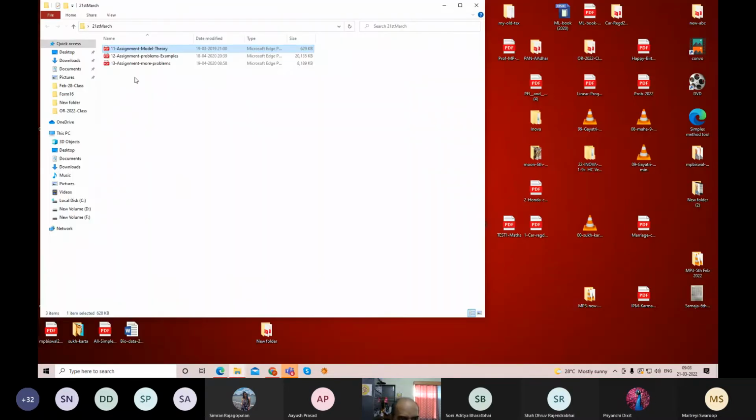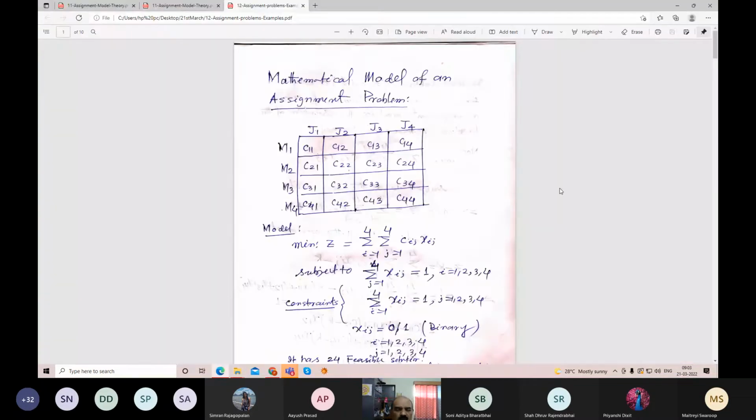I would like to discuss something more about what I mentioned. Whenever we subtract a constant from a row or a column of the coefficient matrix, the optimum solution is not changed, but the optimal cost is changing. So we'll discuss that.